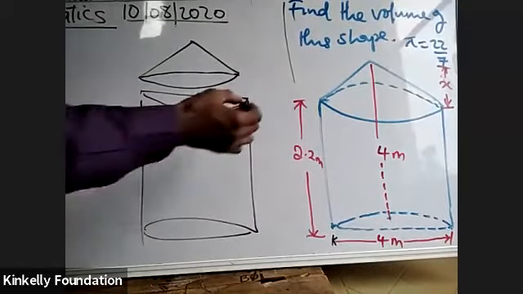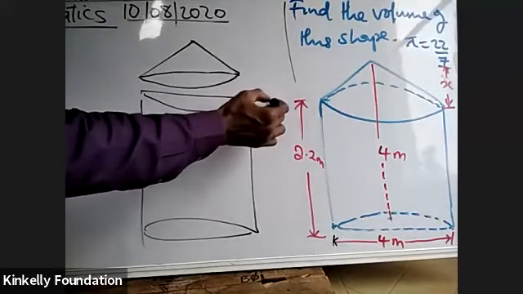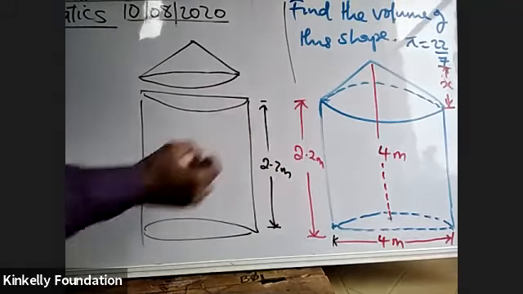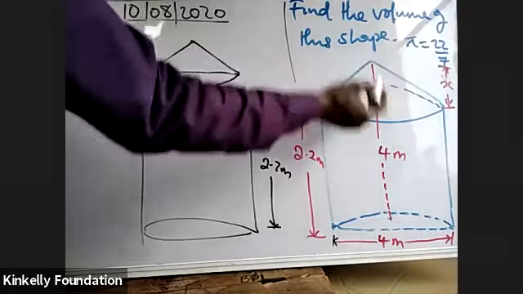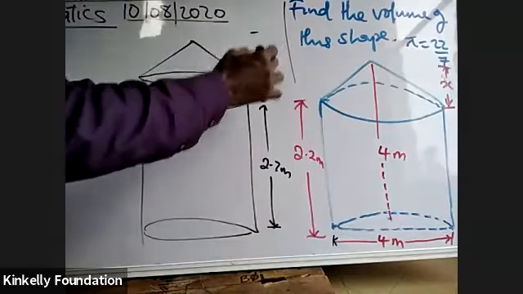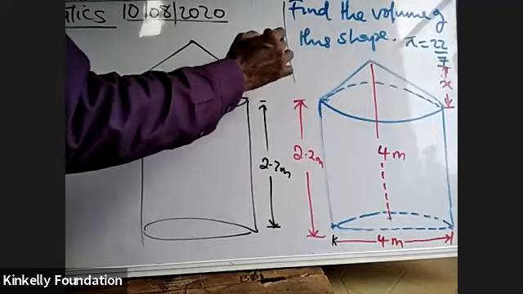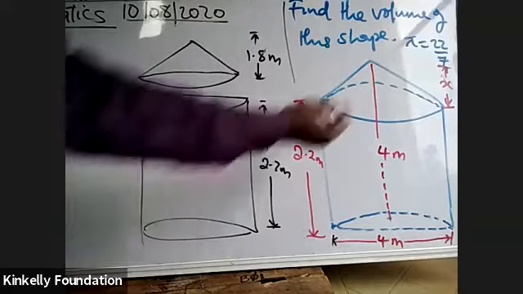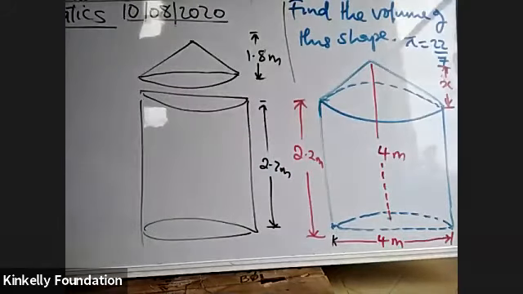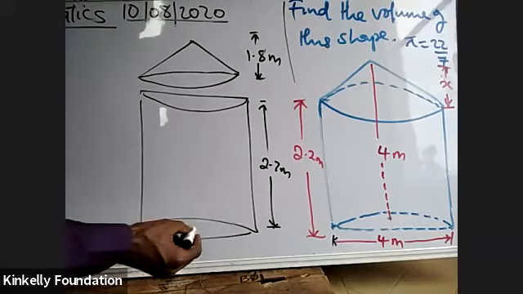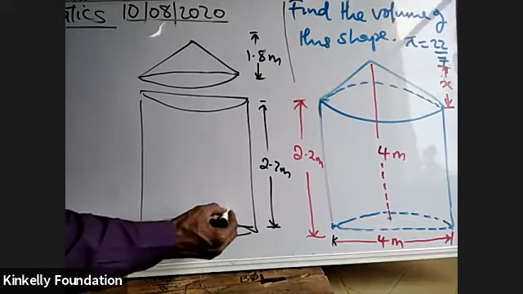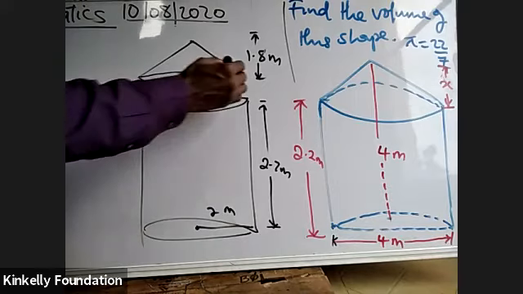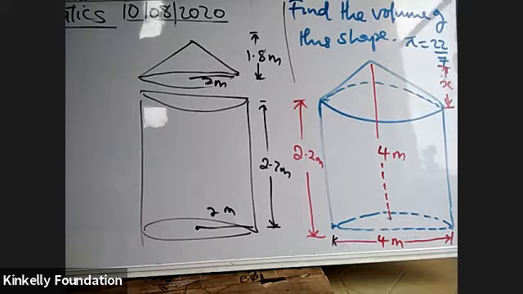Now, if this is 2.2 meters, and then from here to here is 4 meters, you notice that the height of this cone is 1.8 meters, because this plus this gives us the height of this. Now, both of them share the same radius. That is, here is what? 2 meters. Now, here is also 2 meters.